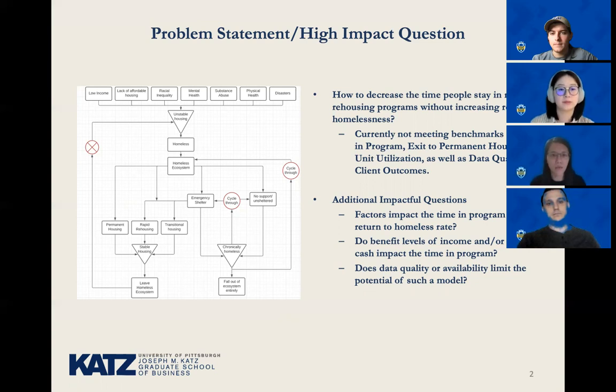So we want to find a way to decrease the time that people stay in rapid rehousing without increasing return homelessness. At the same time, we want to find out whether any specific income or non-income factors make people stay longer in this program. And we will also examine data quality and availability to see if the data can help us do more analytics.